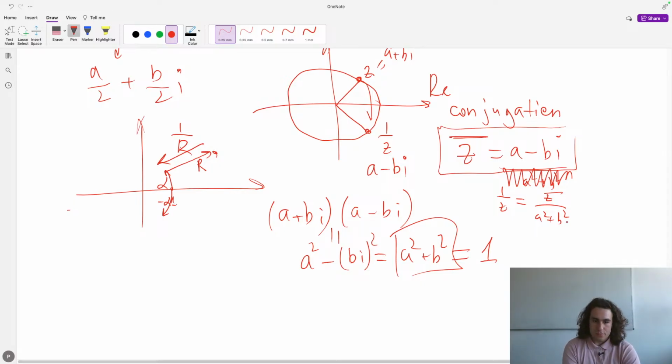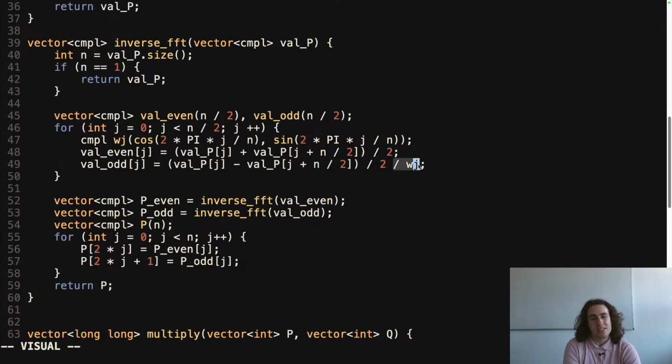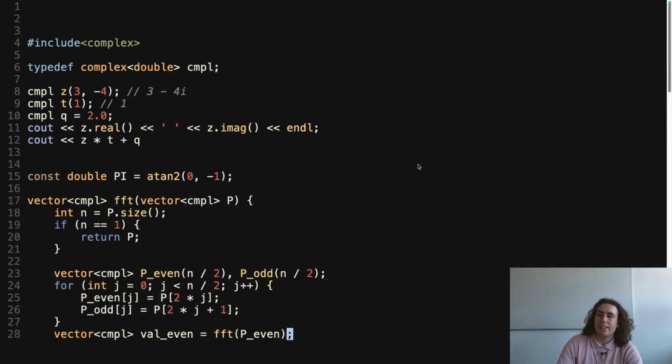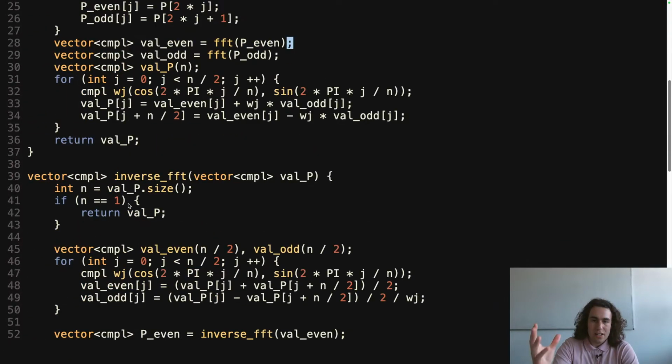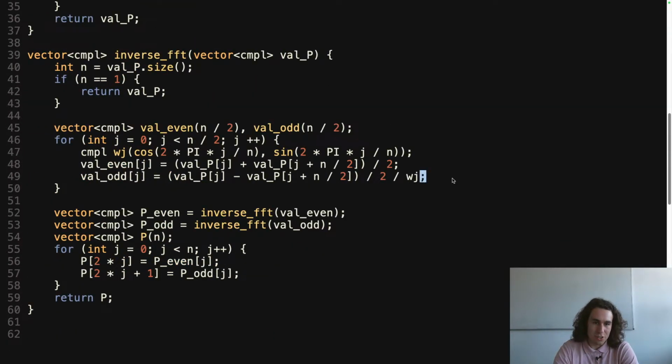Good. So now you understand if you needed to implement this. Now we just have this conjugate, and it also exists in C++. Instead of dividing, you can just multiply by the conjugate of wj.